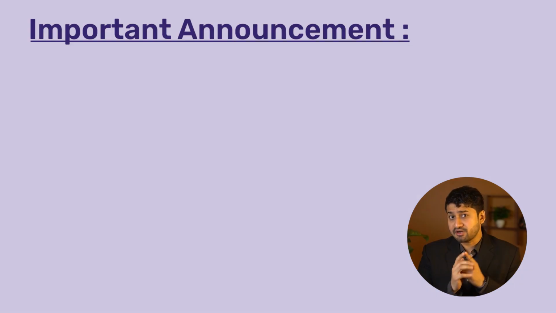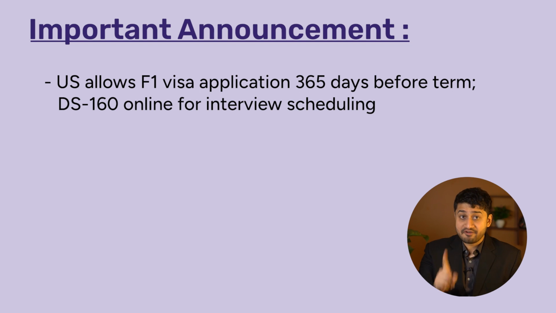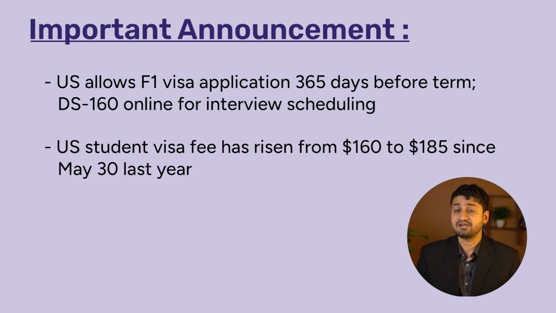There are 2 important announcements that you should also know before going ahead and completing your application. These are: number 1, in February 2023, the US Department of State announced that prospective students could apply for an F1 visa 365 days before the academic term begins. The DS-160 form could be filled out online for the visa interview to be scheduled. Number 2, the US Department of State revealed that the fee for the US student visa increased from $160 to $185 starting May 30 last year.